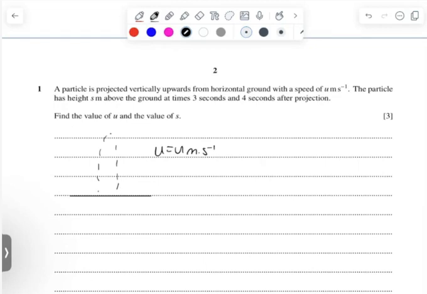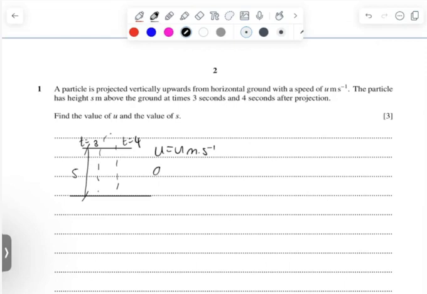Okay, so if it's at a height of s at 3 seconds and 4 seconds, that means as it's going up, it's going to be a time of 3 seconds, and as it's coming down, it's going to be at a time of 4 seconds. Okay, find the value of u and the value of s. Okay, this is an interesting question.